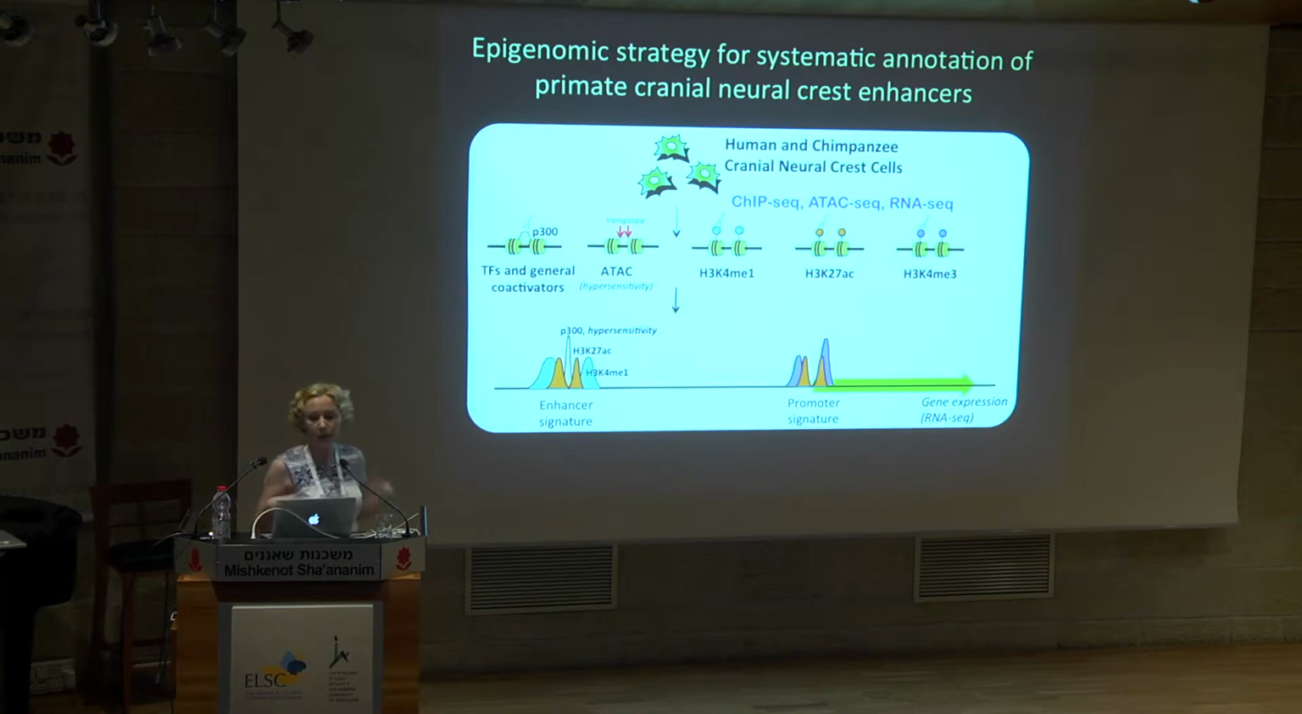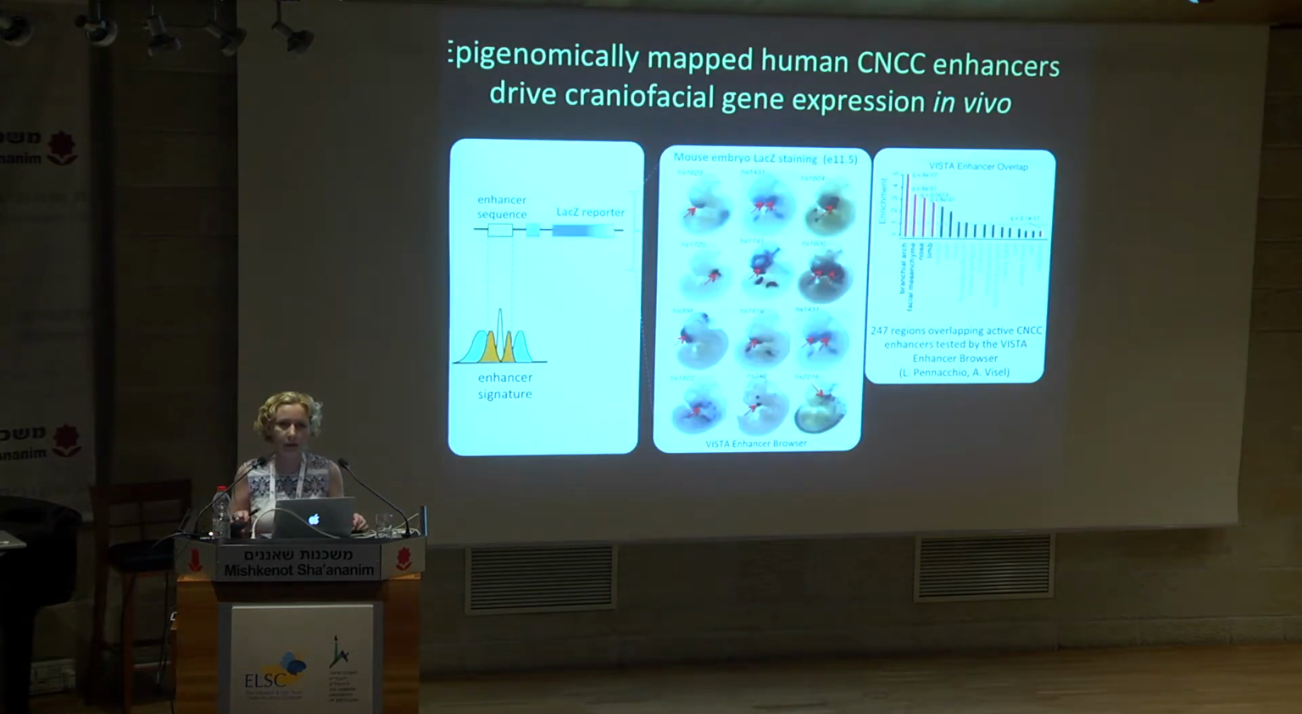But anyway, with this model in hand, she then used an epigenomic strategy to annotate regulatory elements. She did ChIP-seq for transcription factors and general coactivators, ATAC-seq to map hypersensitivity, and also ChIP-seq for a number of histone modifications associated with active regulatory elements. And this allowed us to annotate active enhancers and promoters and distinguish these two classes of regulatory elements.